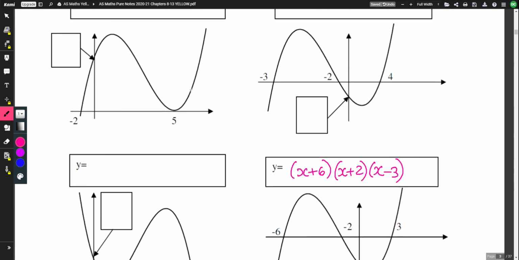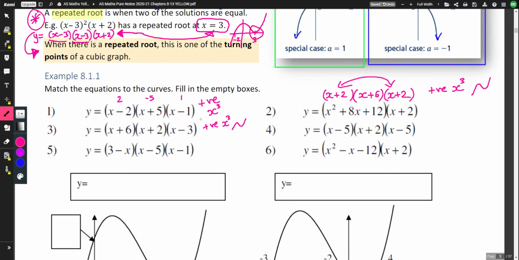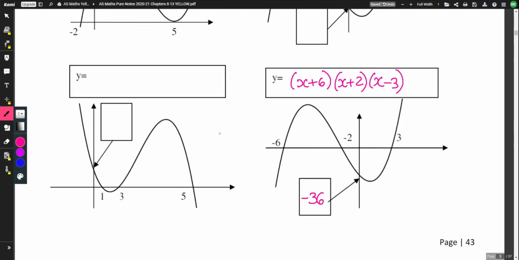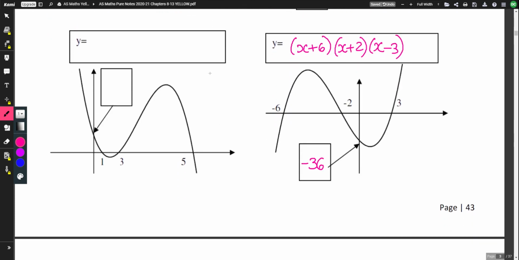Now, so far I've done the first three graphs by looking at the equation and then working out where it goes through the x-axis and so on, and the shape. I can also work backwards. So let's take a look at this one here.